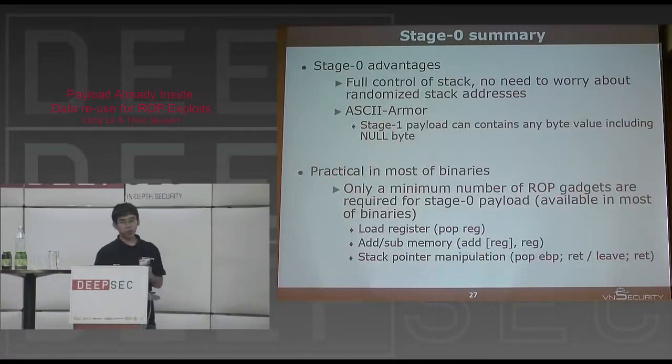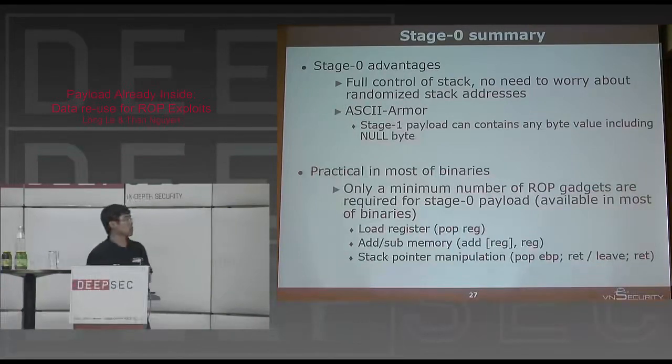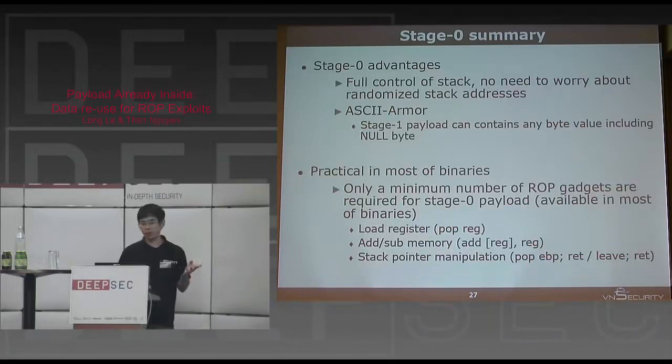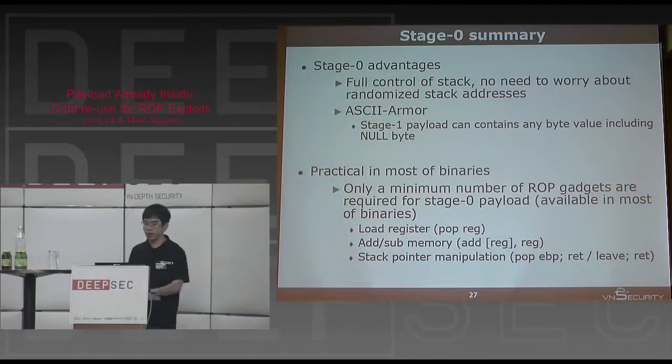And it's very practical. We surveyed most distributions, like Linux distributions, and all of the binaries, and the thing we need is available in all of the binaries we checked. Basically, we only need 3 ROP gadgets for stage 0: some load register, some add or sub memory, and one stack pointer manipulation, something like pop EBP and leave.